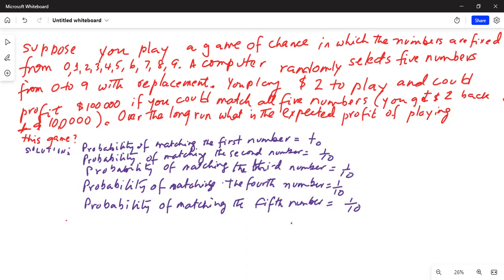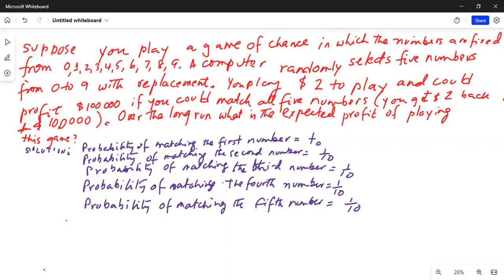So what the computer drew on the first trial will not influence what the computer draws on the second trial. And what the computer draws on the second trial will not influence what it draws in the third trial, and so forth. So matching the first number, matching the second, third, fourth, and fifth number are independent events.